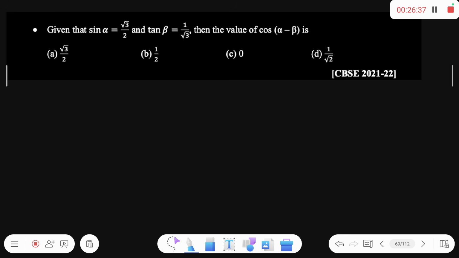Next, given sin alpha root 3 by 2, so alpha comes out to be 60 degree from here, because sin 60 is root 3 by 2. Similarly, tan beta 1 by root 3, you will find 1 by root 3 is the value of tan at 30 degree. So beta comes out to be 30 degree. And putting here 60 minus 30 is 30. So cos 30 की वैल्यू होती है 1 by 2. So B is your answer.